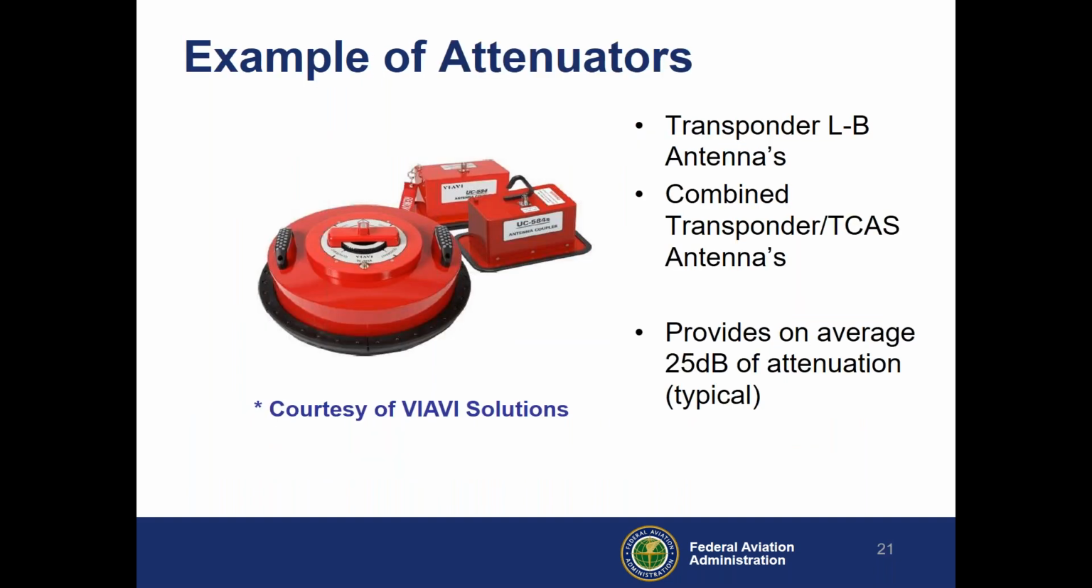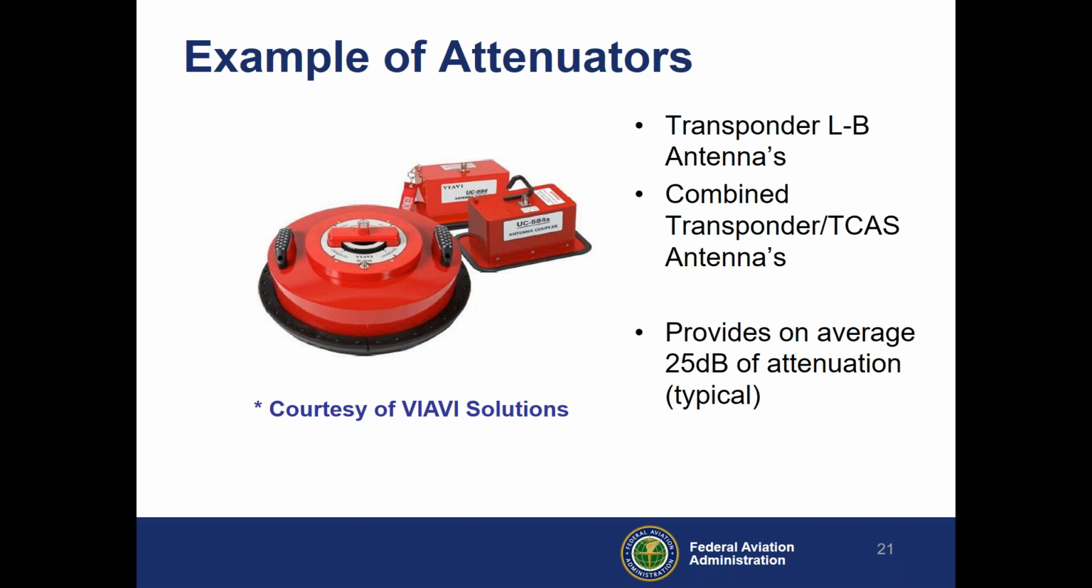So here are some examples of the antenna couplers that we currently have available. The square antenna couplers are what we call our UC584S. Those are for the shark fin L-band type antennas, and they actually work fairly well. They provide typically more than 25 dB of attenuation.